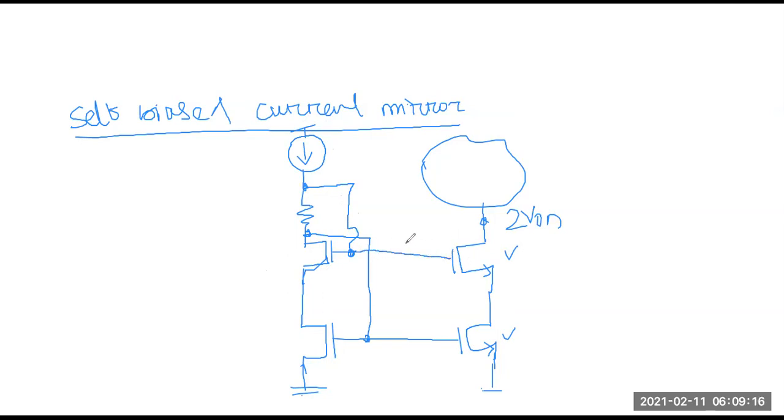So this is Vt plus 2V on. So this is also Vt plus this point. This is plus Vt plus 2V on.